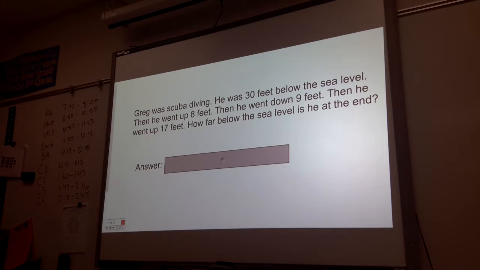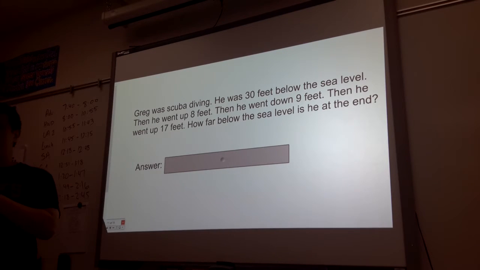Alright. How far below sea level is he at the end? Raise your hand. Does this imply direction? Lauren? Does not. It does, because it — yeah, it does. What word implies direction? Natalie? Below. Below, right? Okay. So, that means we need to give what kind of answer? PJ? Absolute value. The absolute value, okay?